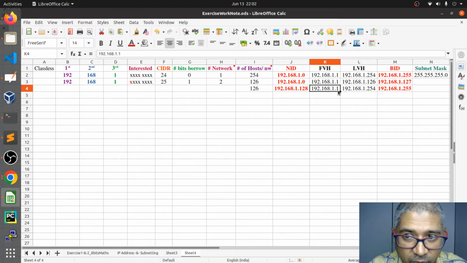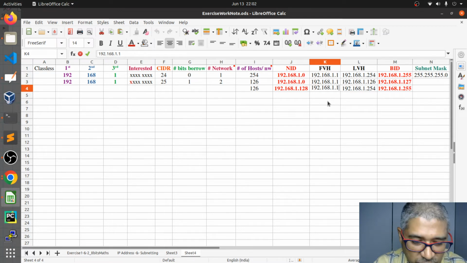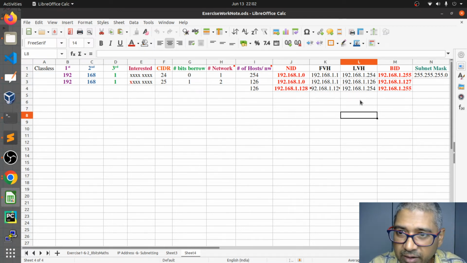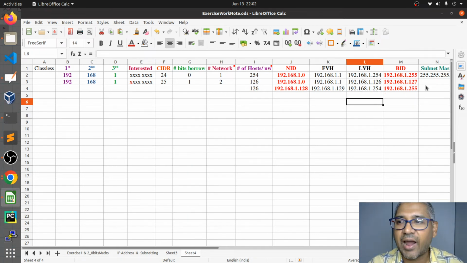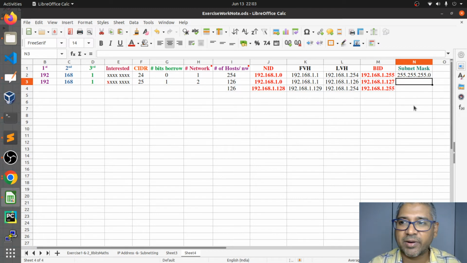And here, what is the first IP of the second network? This one, 129. Excellent. And what will be the last IP of this? 254. Excellent.